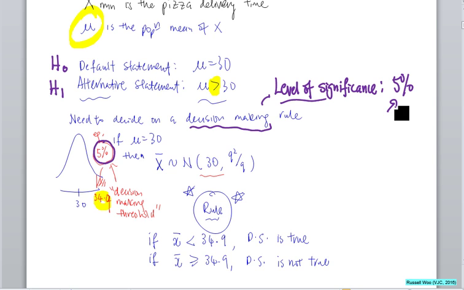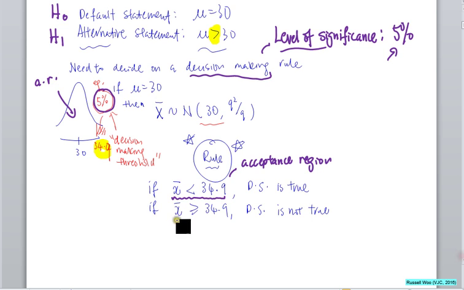That's all. This is what we call the acceptance region. That means this is the acceptance region. This is what we call the rejection region. That means you reject your H0. This is the rejection region.